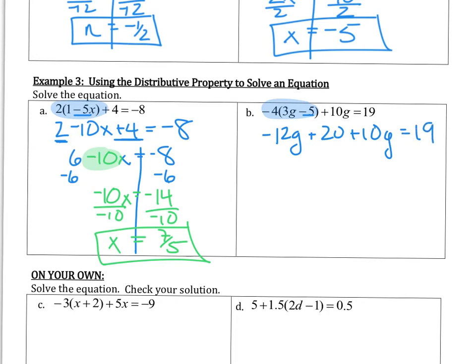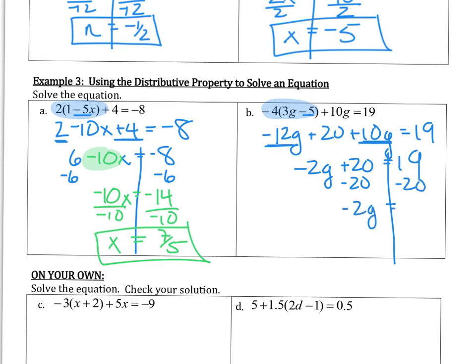Okay, looking for those like terms, I see I have negative 12g, and then I have a 10g over here, so I'm left with negative 2g plus 20 is equal to 19, and then I can throw in my balance line and start solving. So get rid of that 20, so subtract 20 from both sides, left with negative 2g equals negative 1, 19 minus 20. And then finally finish solving for g by dividing by that negative 2. So g is equal to a positive 1/2, and you could also put 0.5 if you really wanted to.